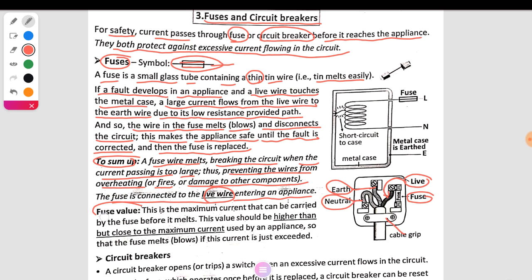Fuse value. This is the maximum current that can be carried by the fuse before it melts. This value should be higher than, but close to, the maximum current used by the appliance, so that the fuse melts if this current is just exceeded.